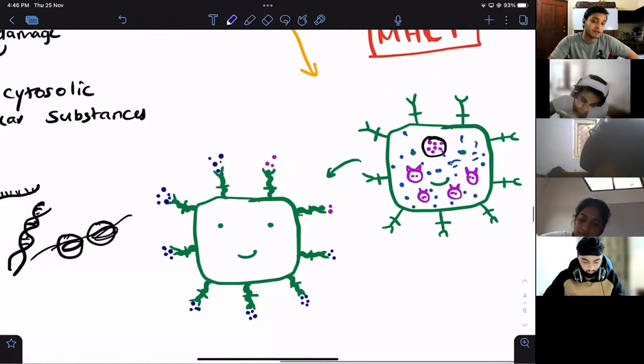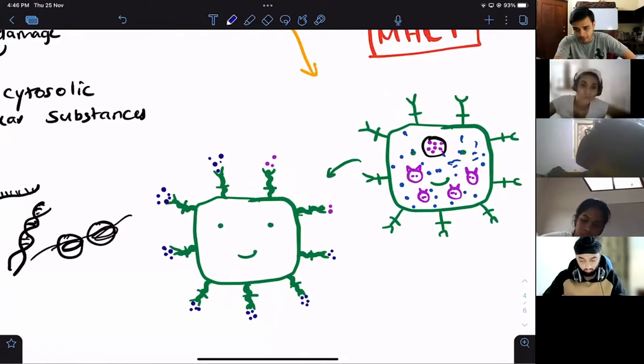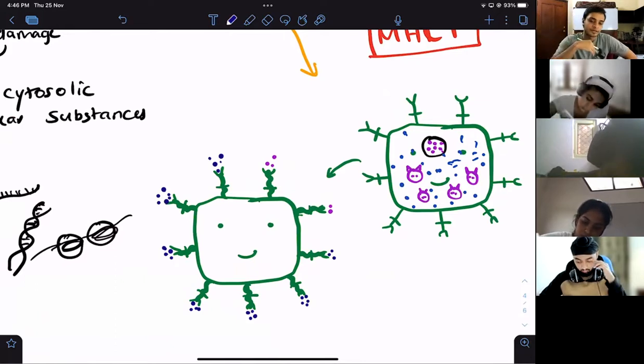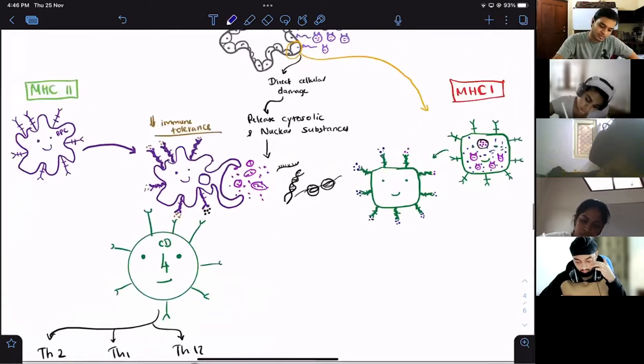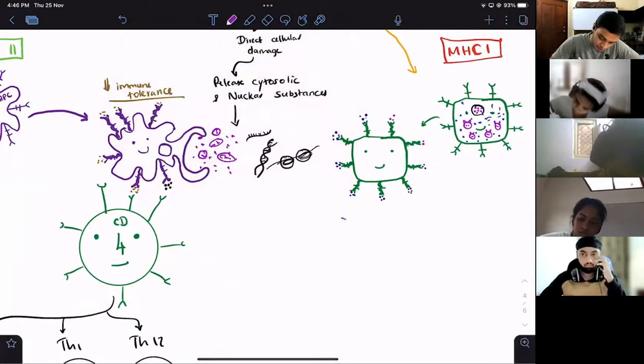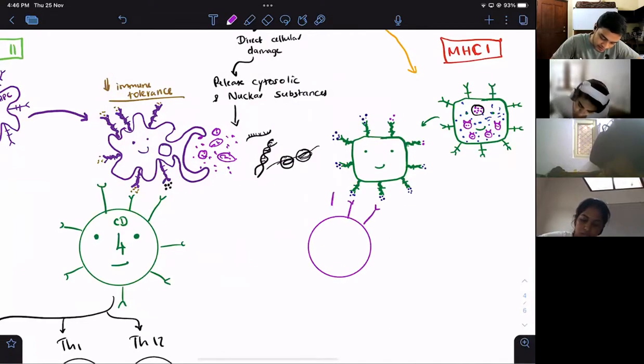True, we cannot say that viral particles will not be presented, because that also happens, although the MHC1 is abnormal. But the abnormal part is that the self antigens, for example our cytosolic substances and our nuclear substances, are also now being presented on these MHC class 1 molecules. To whom are they going to be presented? To CD8 plus cells.